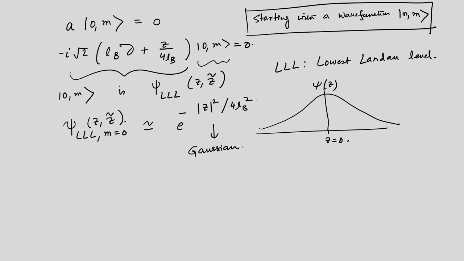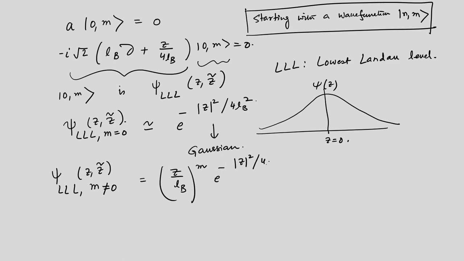Okay, if you want the answer for the LLL, m not equal to 0, as a function of z and z tilde, it's something like z over l_B to the power m, that's a polynomial, and then the exponential of minus |z| square divided by 4 l_B square. So this is the Gaussian multiplied by a polynomial and so on.